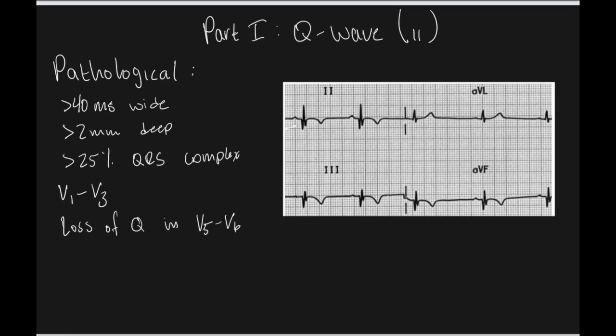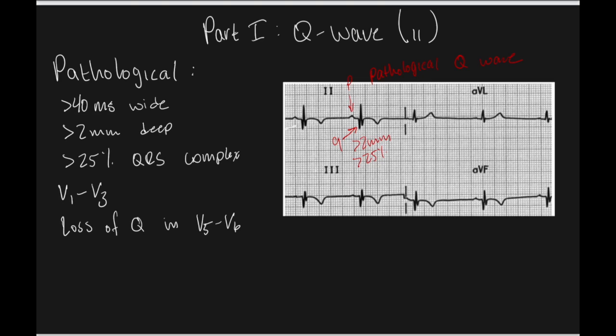And so if we go over here to the example, in lead 2, we have that P wave. And here's this Q wave. We said that the inferior leads should have Q waves, but notice that this Q wave is greater than 2 millimeters and greater than 25% of the QRS height. So we call this a pathological Q wave.